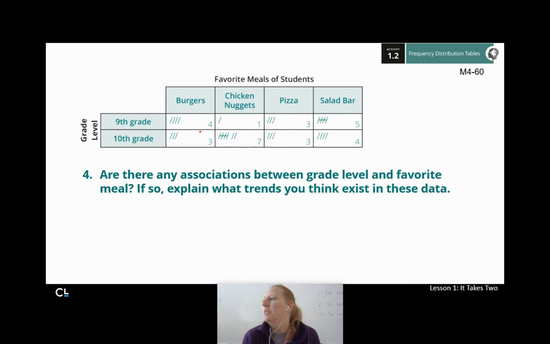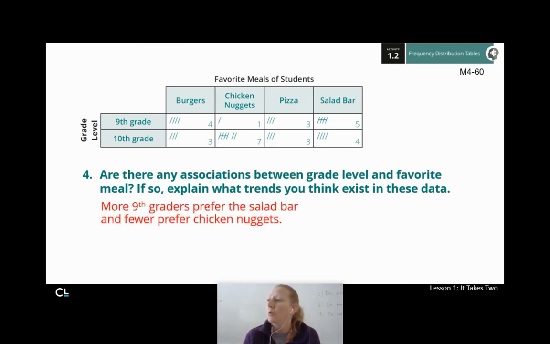So I'm noticing that the 9th graders seem to like the salad bar best, and that the 10th graders seem to like the chicken nuggets best. So most 9th graders prefer the salad bar, and they really don't seem to be into the chicken nuggets. And for my 10th graders, they seem to be really into the chicken nuggets. Seem pretty indifferent about the rest of them.